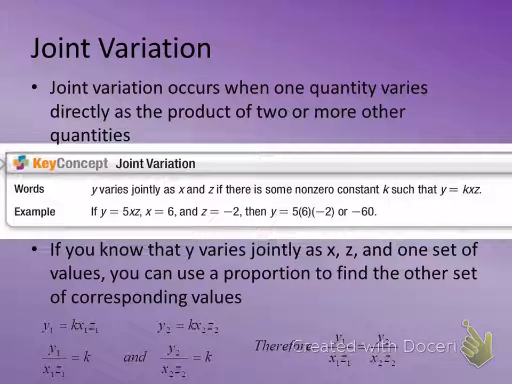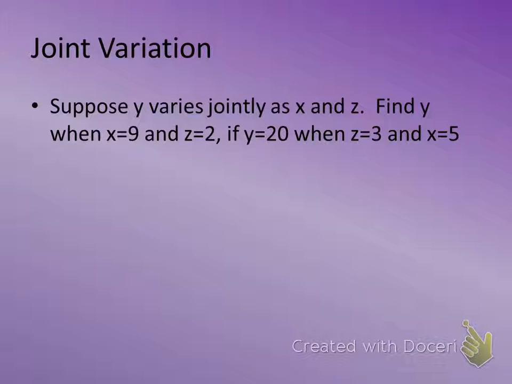So an example of that one would be something like this. Suppose y varies jointly as x and z. Find y when x equals 9 and z equals 2, if y equals 20 when z equals 3 and x equals 5.